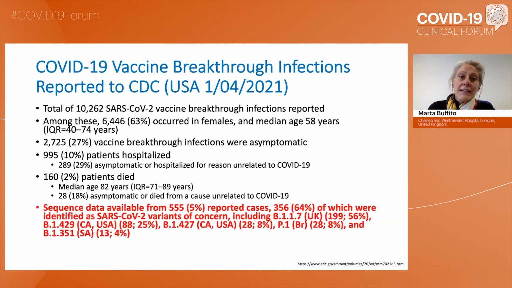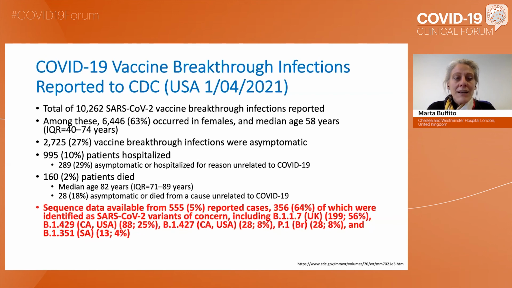Now, finally, what about real-world data on vaccine breakthrough infection? This is a study that was reported recently by the CDC in the United States. They looked at more than 10,000 vaccine breakthrough infections, and among these, 63% occurred in females, and the median age was 58 years. Interestingly, almost 30% of these were asymptomatic. 10% of patients with breakthrough infections after 2 doses of vaccination were hospitalized, but 30% of these were asymptomatic or hospitalized for other reasons.